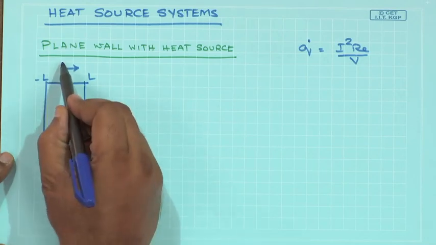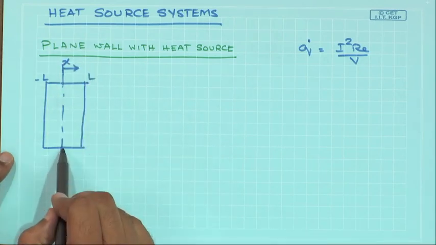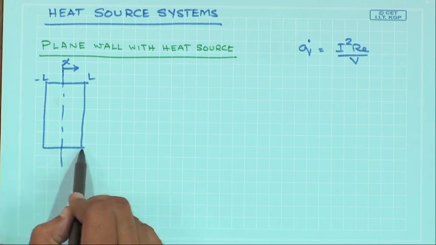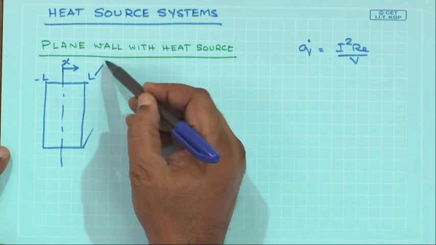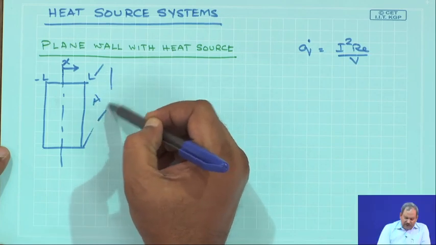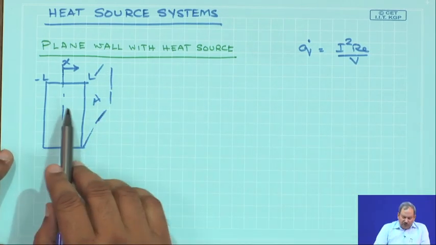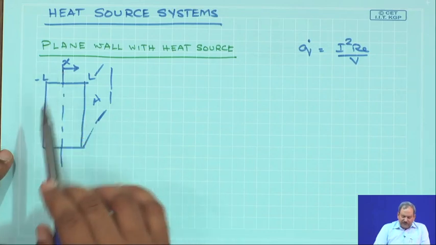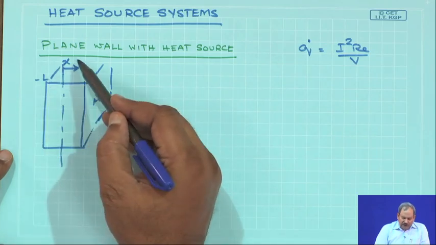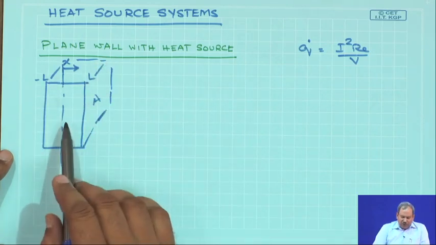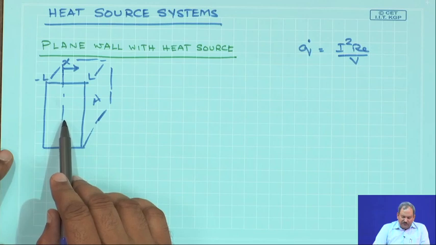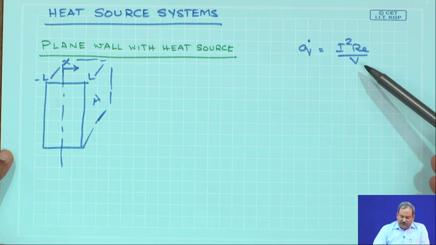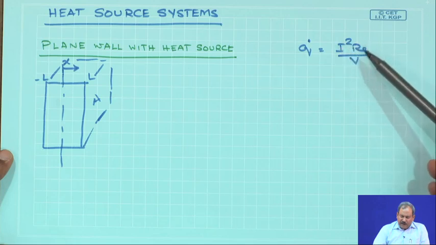So, this is my x equals 0, which is at the mid plane of a wall whose thickness is twice L, and this has area which is equal to A. So, the volume of that would simply then be equal to twice L times A, and this is the mid plane. So, we would like to see how the temperature would change when we have some amount of heat generation. The amount of heat generation is simply the Joule heating. So, it is I square R E.